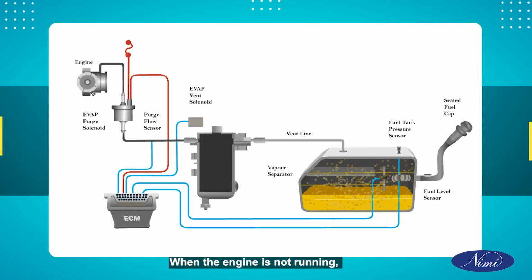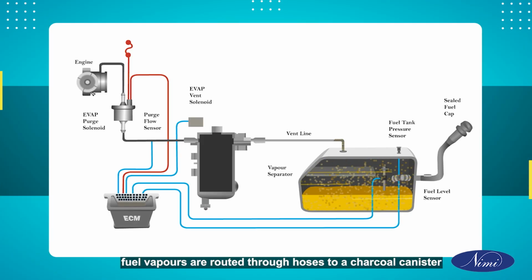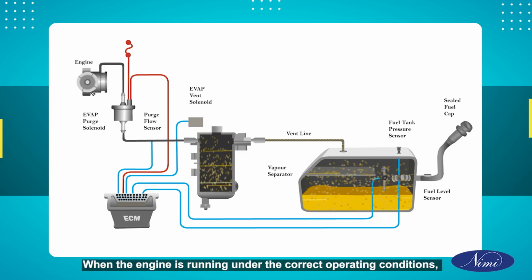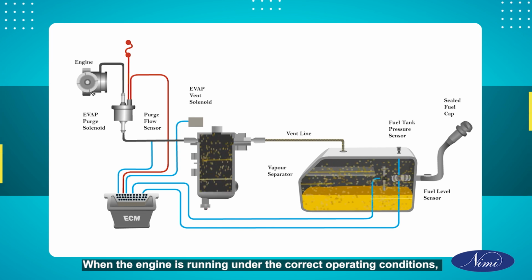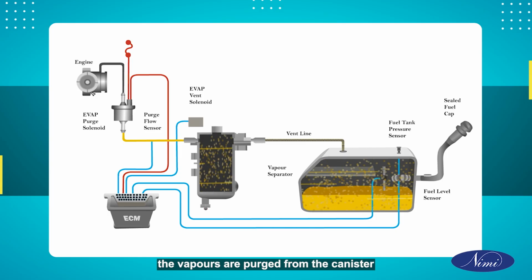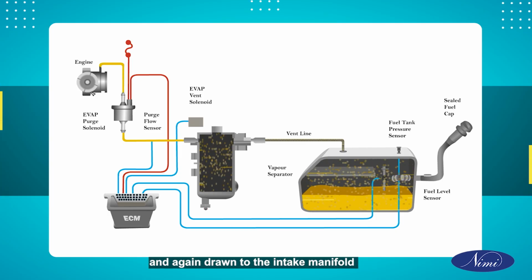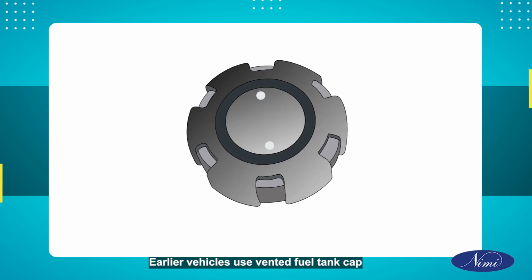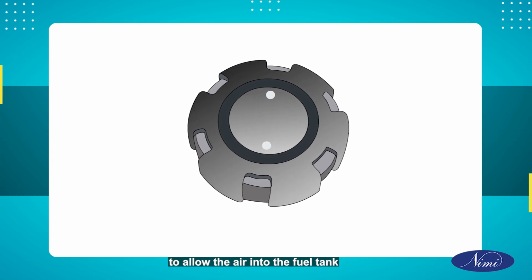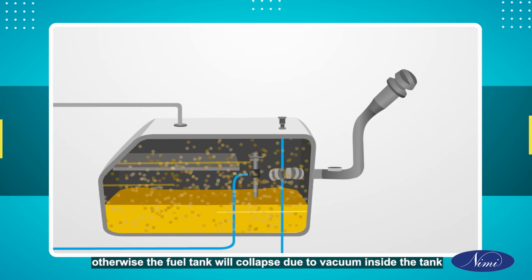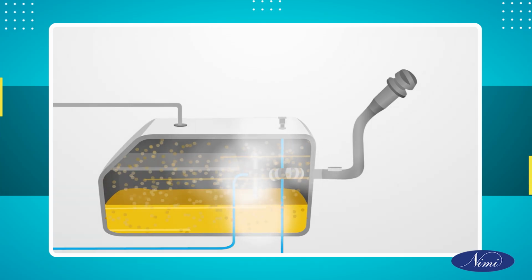When the engine is not running, fuel vapors are routed through hoses to a charcoal canister and they are stored. When the engine is running under the correct operating conditions, the vapors are purged from the canister and again drawn to the intake manifold. Earlier vehicles used a vented fuel tank cap to allow air into the fuel tank. Otherwise, the fuel tank will collapse due to vacuum inside the tank.